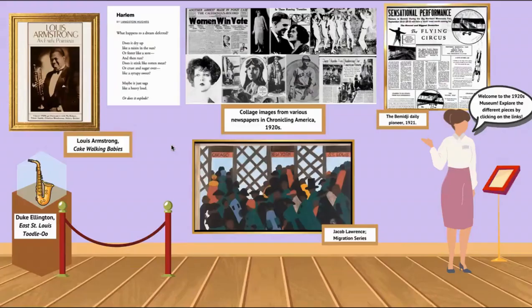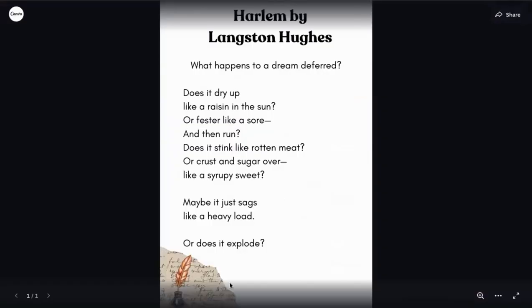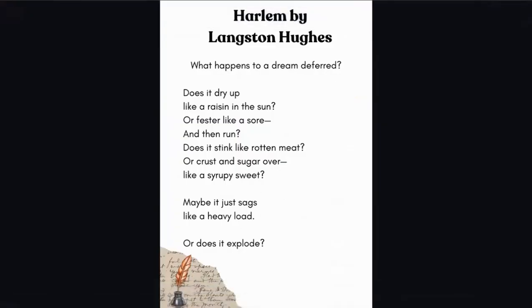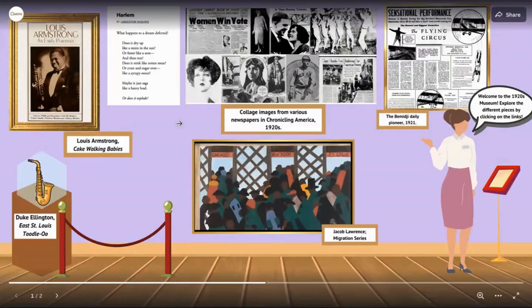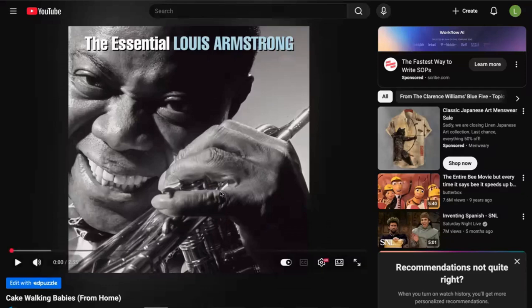The way you're going to be able to do this is you're going to click on the different links. So for this poem, for example, you would click there and it would take you to this link so that you could read the full poem. So these are full poems by Langston Hughes, and you would read and reflect when answering your question. See this one with Louis Armstrong, you would click the link, and then it'll take you to this YouTube video, which is a song of his.